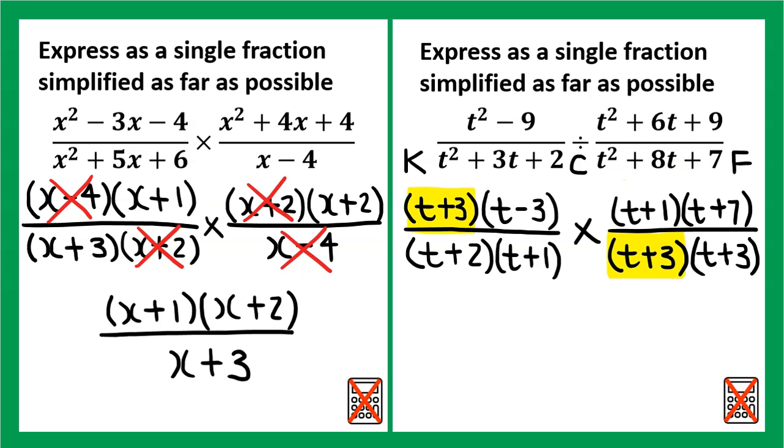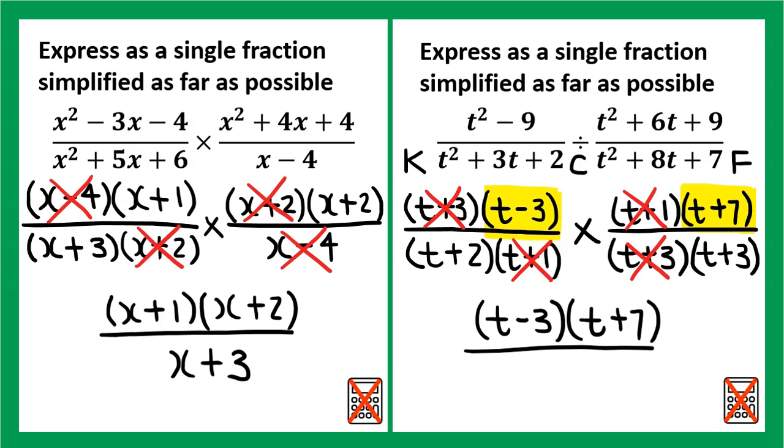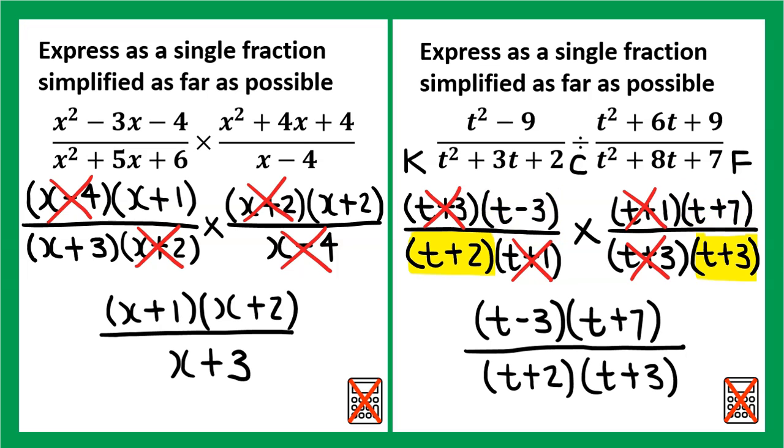We have common factors of t plus 3 at the top and bottom, so cancel. We also have common factors of t plus 1 at top and bottom, and there's no more common factors, so see what we're left with as the numerator, t minus 3 and t plus 7, over t plus 2 and t plus 3.